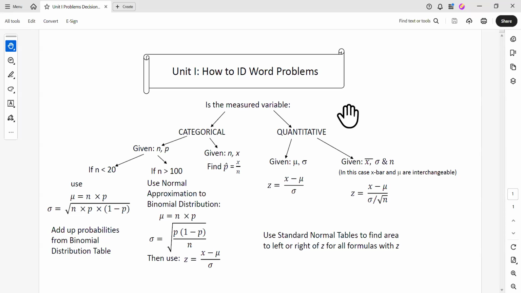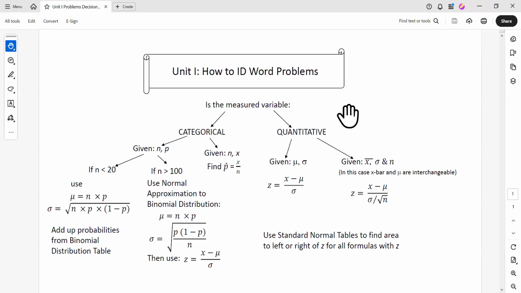And for the different types of analyses that we've learned so far, this diagram is a decision tree to help you figure out when you're reading the question what kind of analysis you're going to do. All right, so at the top, it has the question, is the measured variable? And then with arrows below, one side points to categorical and the other side points to quantitative.